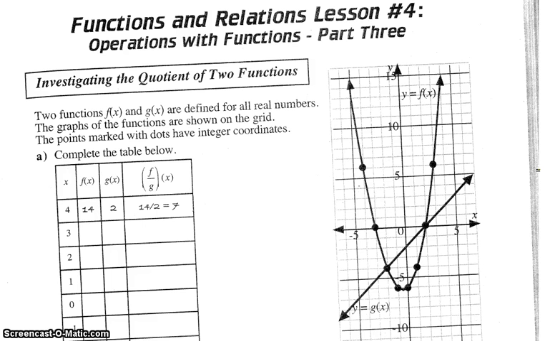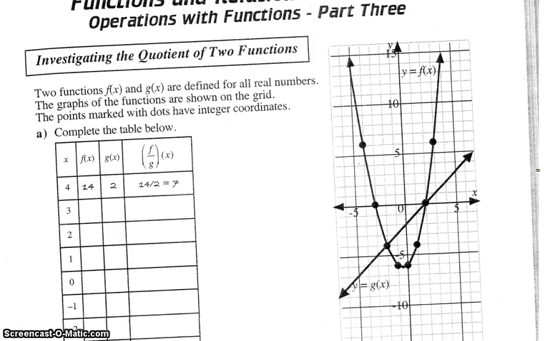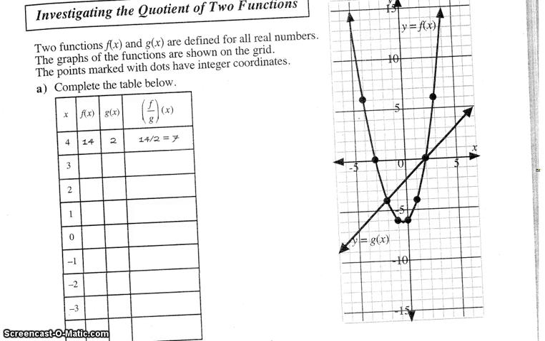So first of all, we'll do this little investigation. We have two functions, f of x and g of x, defined for all real numbers. The graphs of the functions are shown on the grid. So we have the two graphs plotted, and they also have a table of values here handy for us. The points marked with dots have integer coordinates, so we don't have to guess if the dot looks slightly off. You assume it's at, like this one here would be at 3, 6. That's what it means by integer coordinates. Whole number, positive or negative.